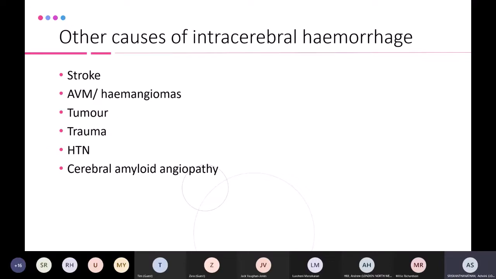Okay, and I just listed the different causes of intracerebral hemorrhages here as well for you guys. So just add on things like tumours, for example, hypertension, trauma, and any kind of cerebral amyloid angiopathies as well.